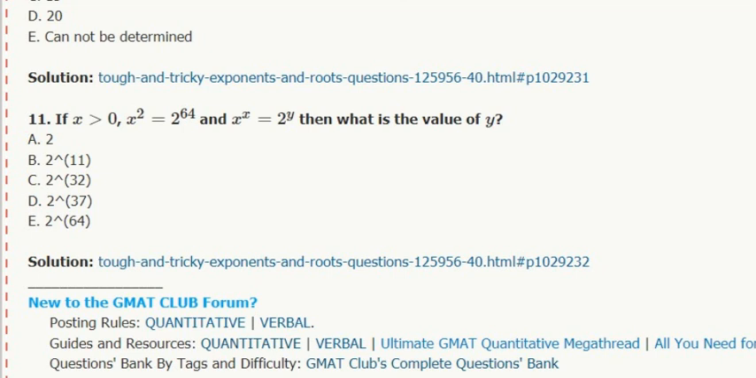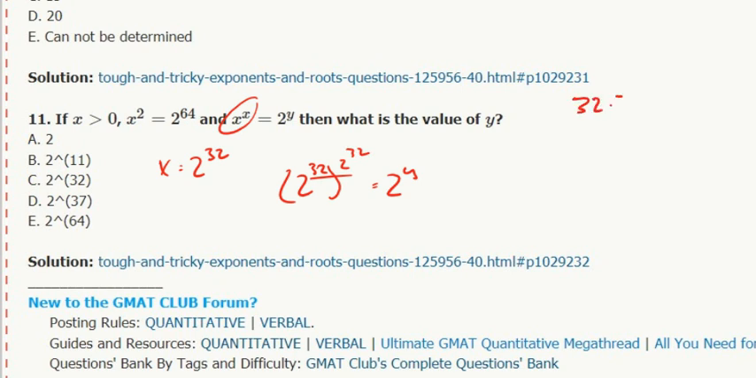Classic exponents in the exponent. So if x squared equals 2 to the 64, that means x equals 2 to the 32. Just taking the square root. And x is positive, so don't worry about the negative case. So then x to the x is 2 to the 32 raised to 2 to the 32. That equals 2 to the y. What do I do here? 32 times 2 to the 32.